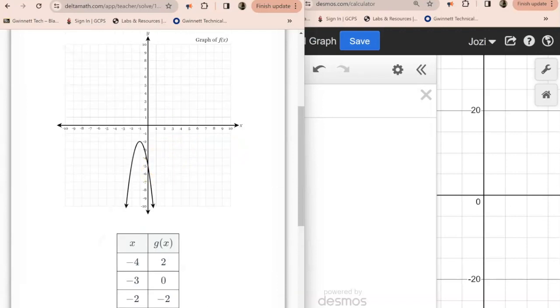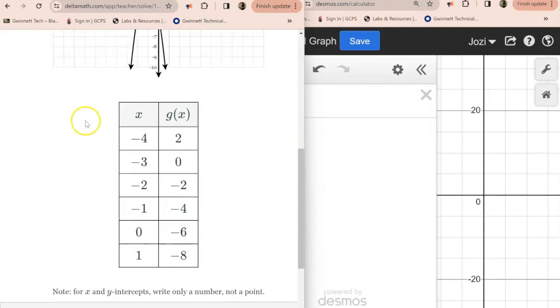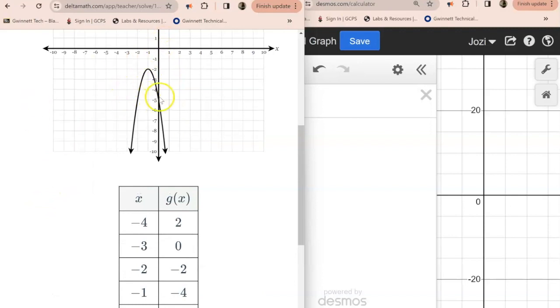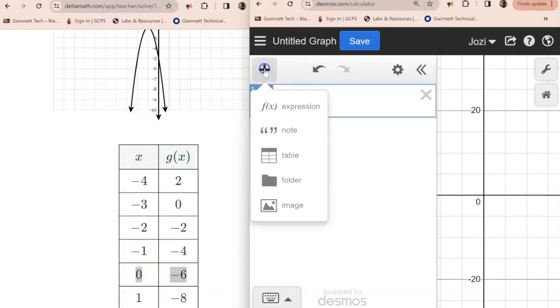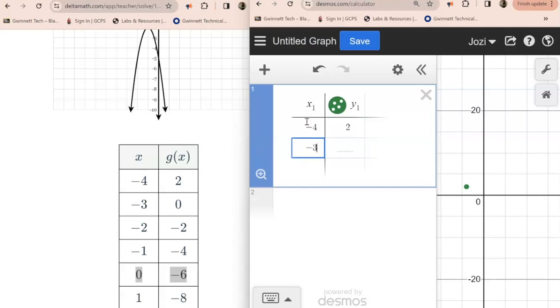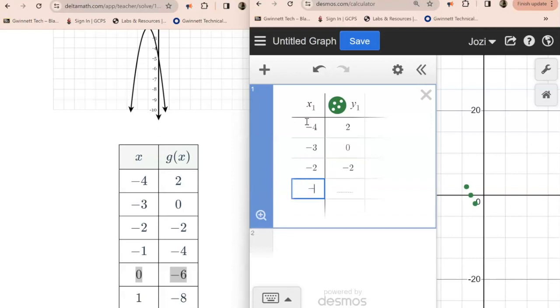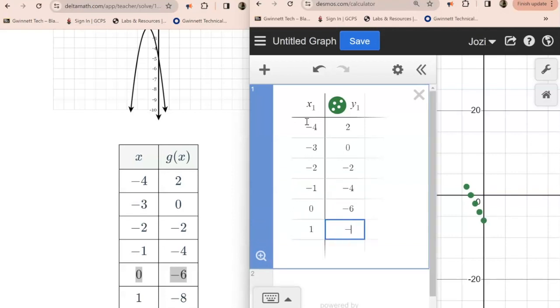If it's a graph, you can easily see. What's the y-intercept here? -5. Okay, what's the y-intercept from a table? If you don't know that the y-intercept happens when x is equal to 0, so when I look at x equals 0, it's going to be -6. It's a matter of you knowing how to input the table. So let me just show you how to input the table just so that we're all clear. So this is -4, 2, -3, 0, -2, -2, -1, -4, 0, -6, 1, -8.